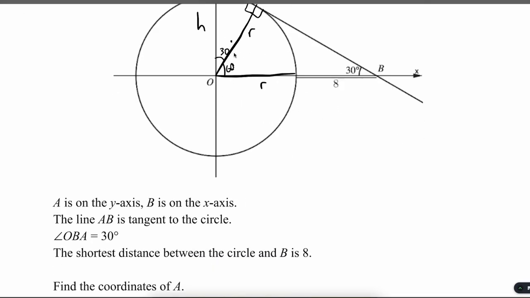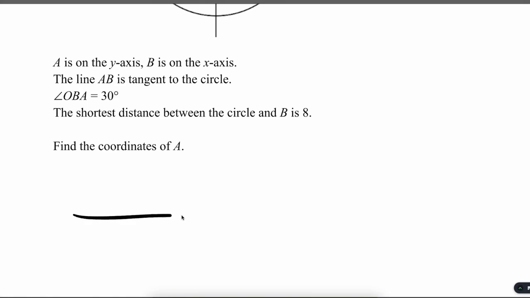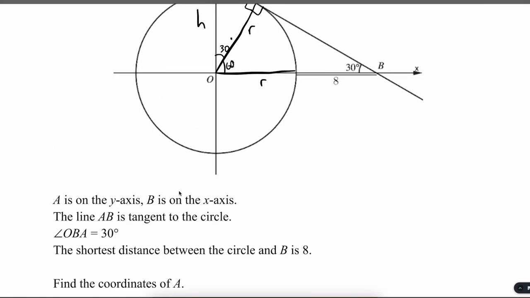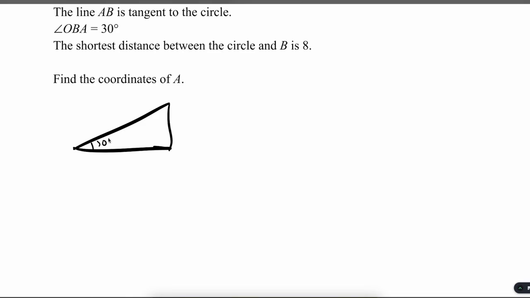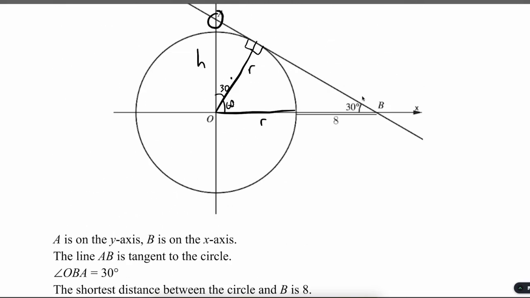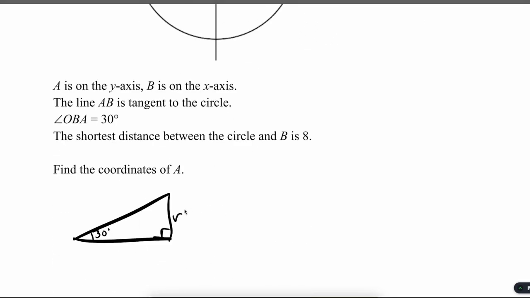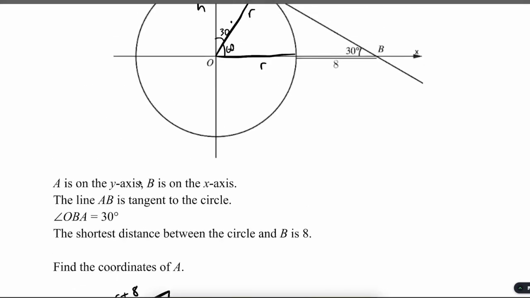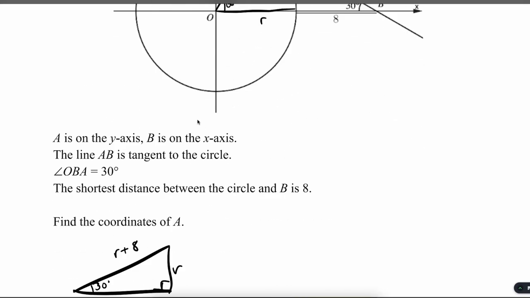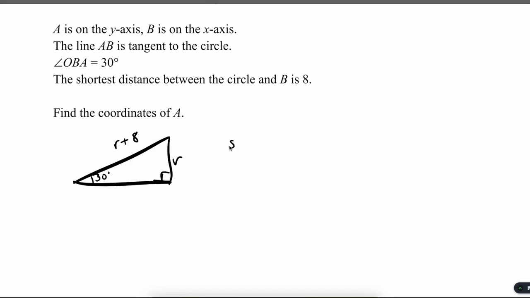Now using this right angle triangle here, let's draw this out. We've got 30 degrees here. We've got on the adjacent side an unknown value, so let's leave the adjacent side out. The opposite side is r, and the hypotenuse is r plus 8. So we can use opposite and hypotenuse. Sine 30 equals opposite over hypotenuse. So a half equals r over r plus 8.